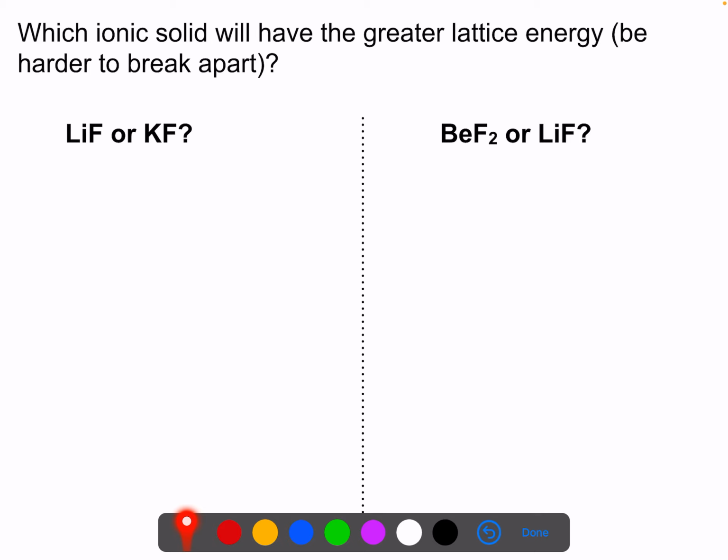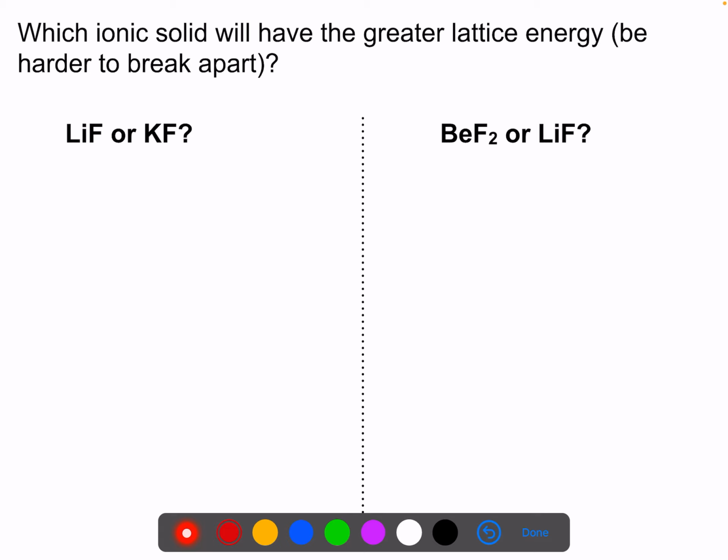Which ionic solid will have the greater lattice energy? In other words, which ionic solid in each pair will be harder to break apart? So in the first case, we have lithium fluoride or potassium fluoride. And we can see here the anion, fluoride, is the same. So we're really comparing lithium or potassium. And the way we have to answer this is we have to think about charge and size.